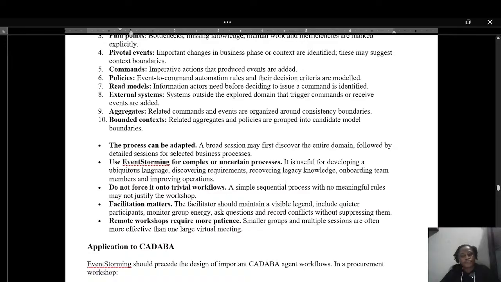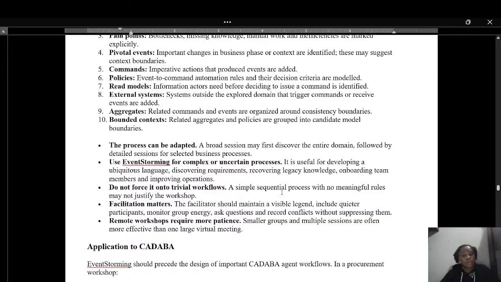So it is useful for developing a ubiquitous language, discovering requirements, recovering legacy knowledge, onboarding team members, and improving operations. So you should perform event storming when you want to gather requirements, where all the domain experts will be present and all the specialized engineers and developers will be present.